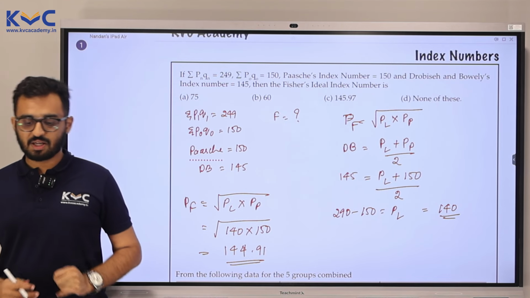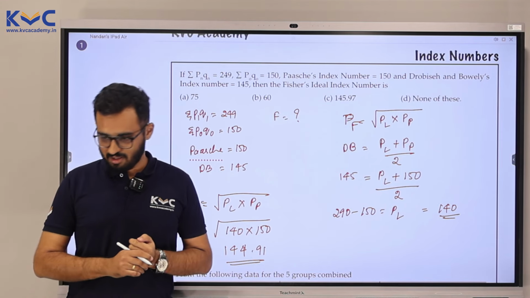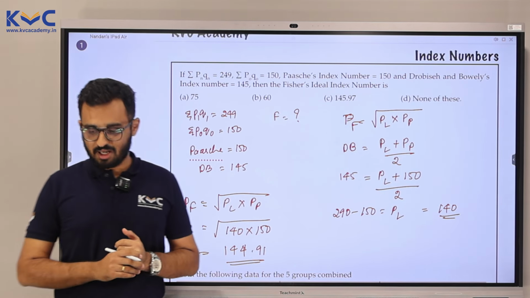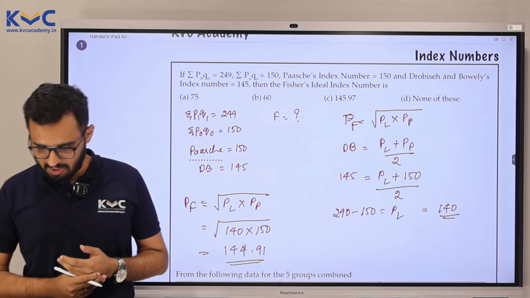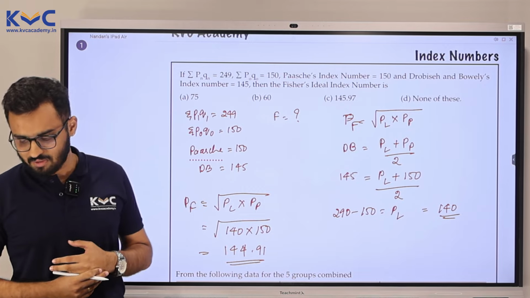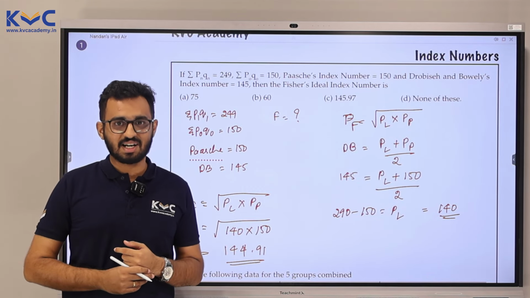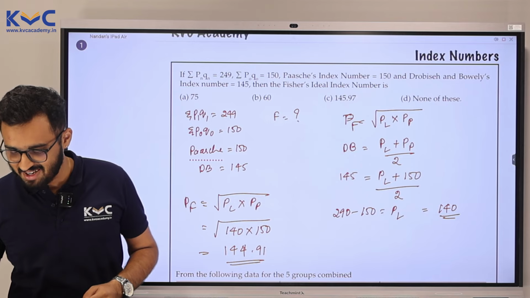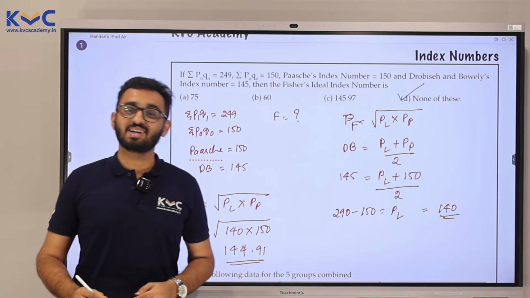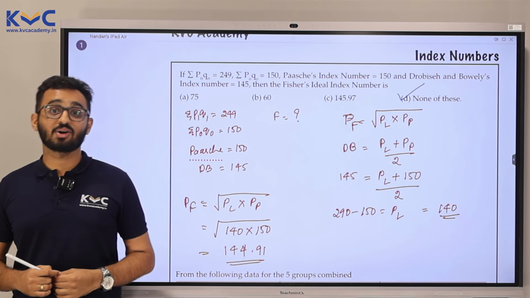144.91. 75, 60, 145.97, none of this. So what do we do? 144.91 is not given in the option. Did we make a mistake anywhere? I don't think so. 145 into 2 is 290 minus 150 is 140. ICA does this, guys. You know what is the right answer for this one? It is none of this. Don't get confused thinking 144.91, so probably I went wrong somewhere.